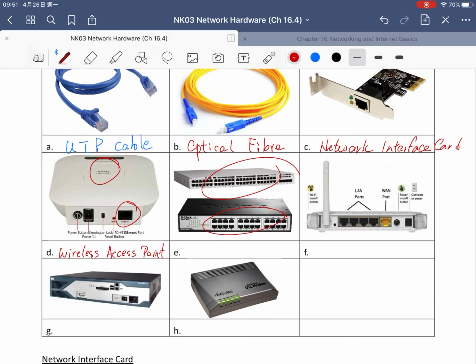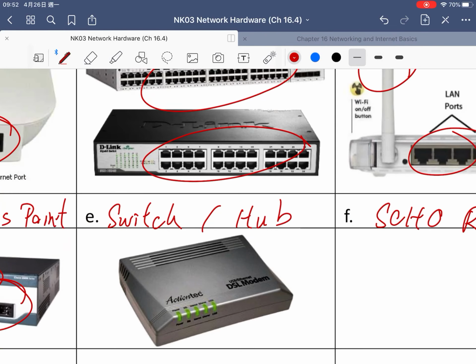There are so many network ports. They are a switch or hub. And then the F one has LAN, WAN, and antenna. It is a SOHO router. And G, there are only a few network ports. It is a router. It connects two networks together. And then the last one is the modem, DSL modem. It is a broadband modem.